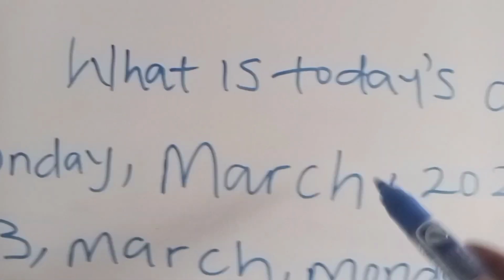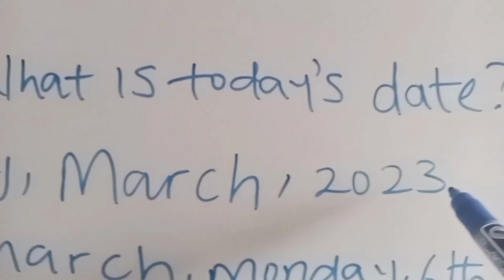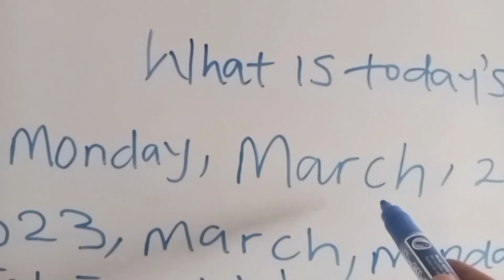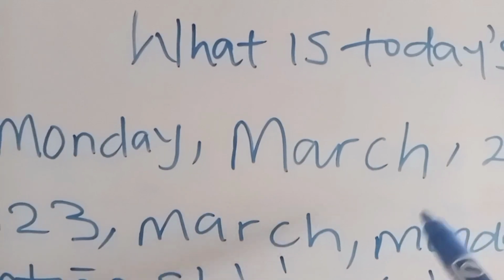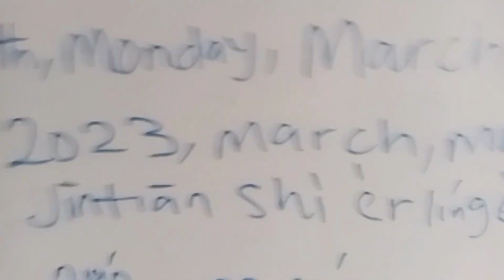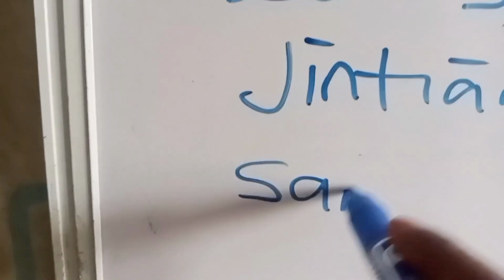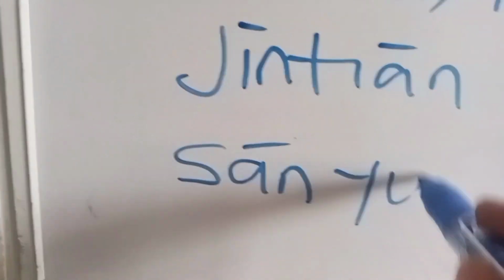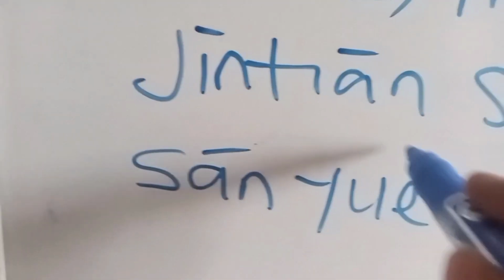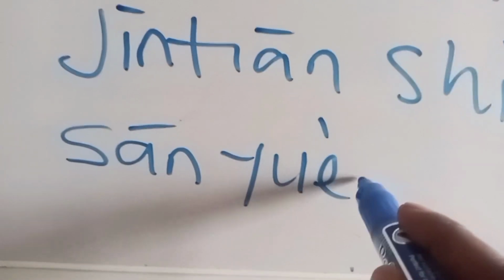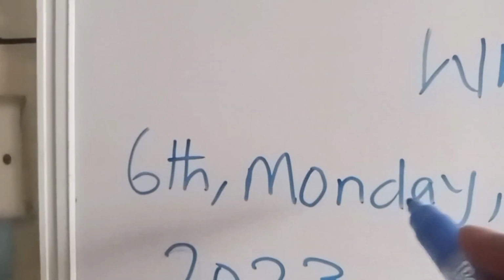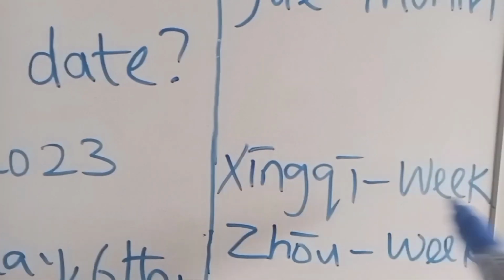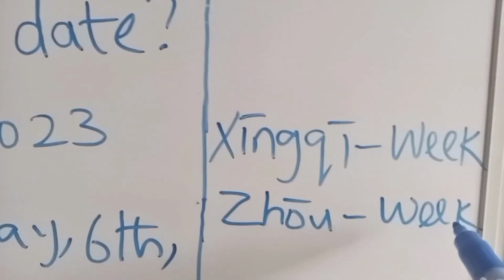After the year, they start from the biggest one. The year is the biggest one. Then, followed by the month. The month of March is San Yue. I am sure you understand that. San Yue. And you put comma. And then, Monday. Xingqi means week. Zhou means week.